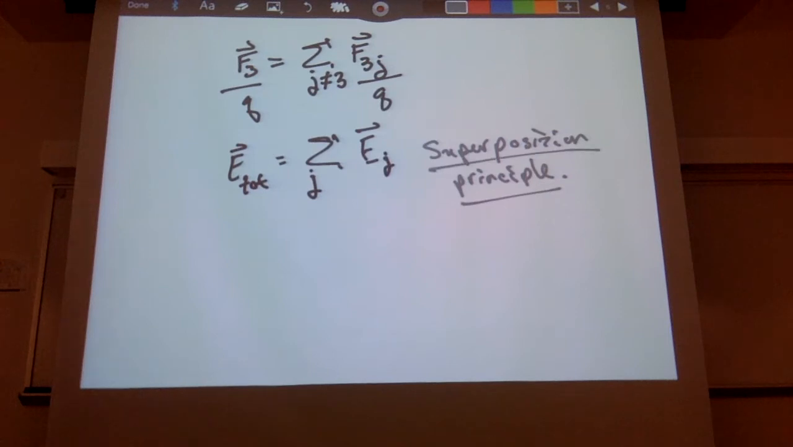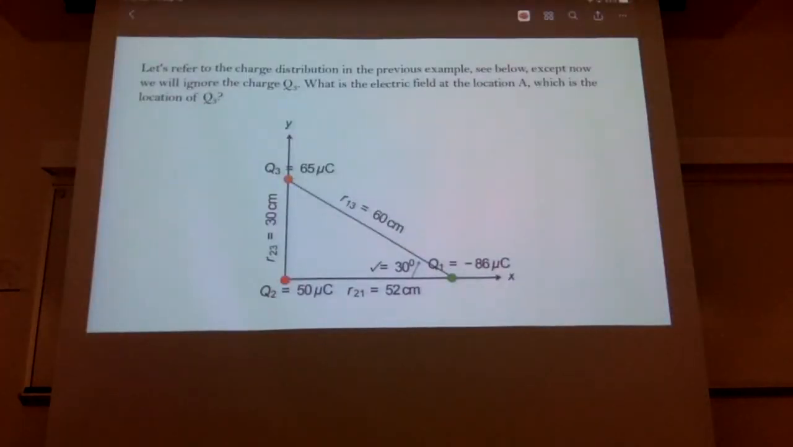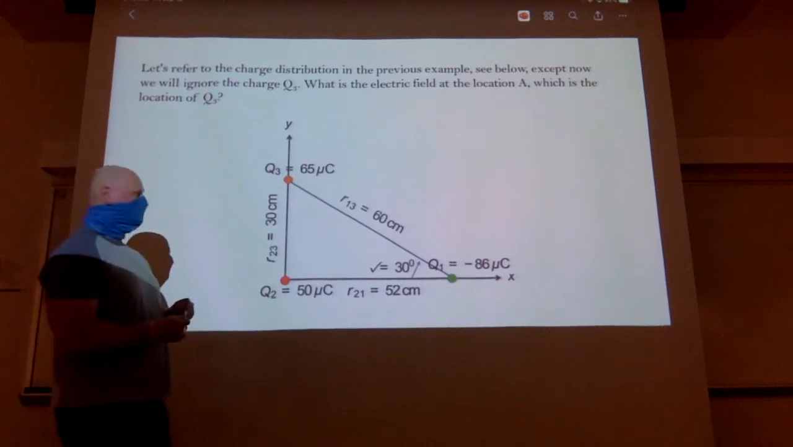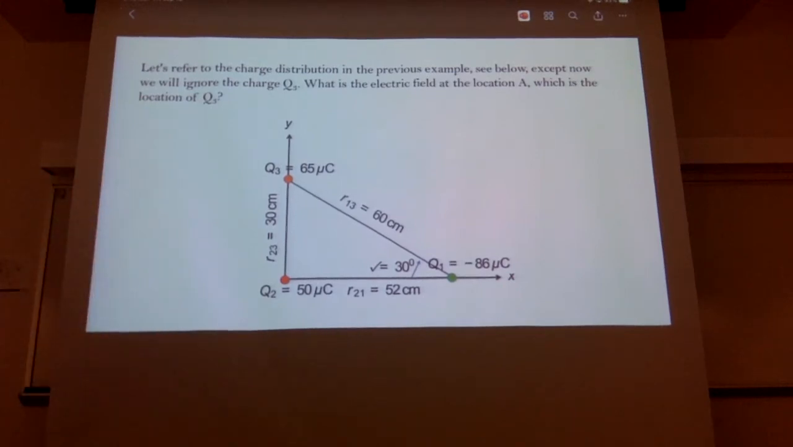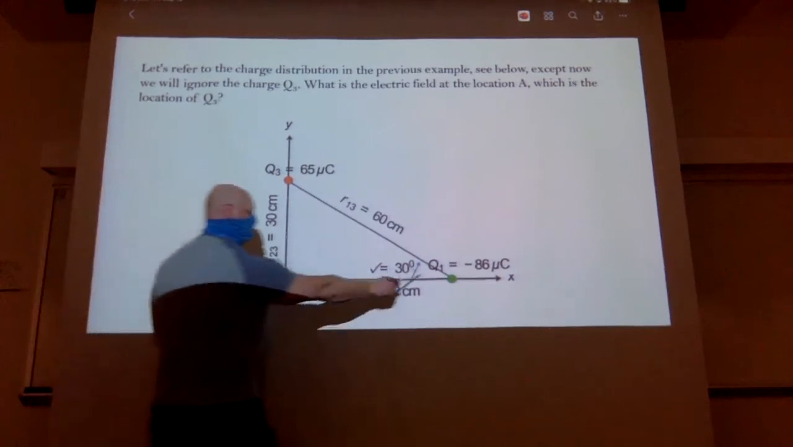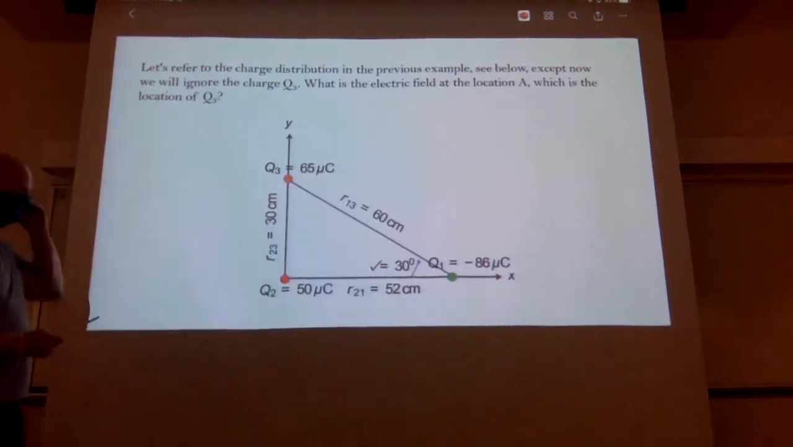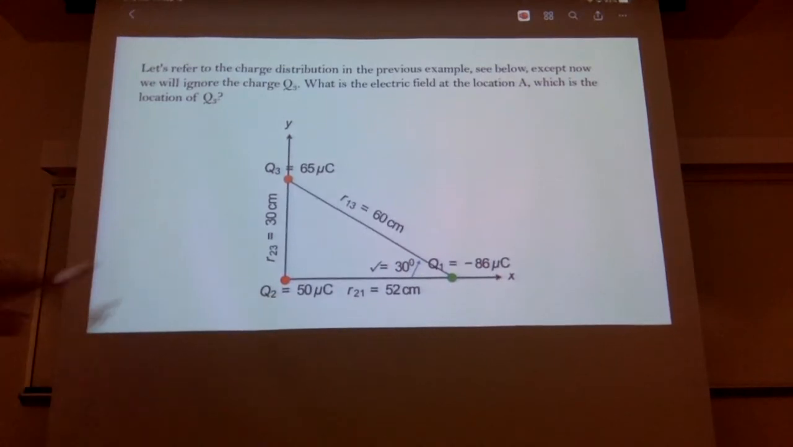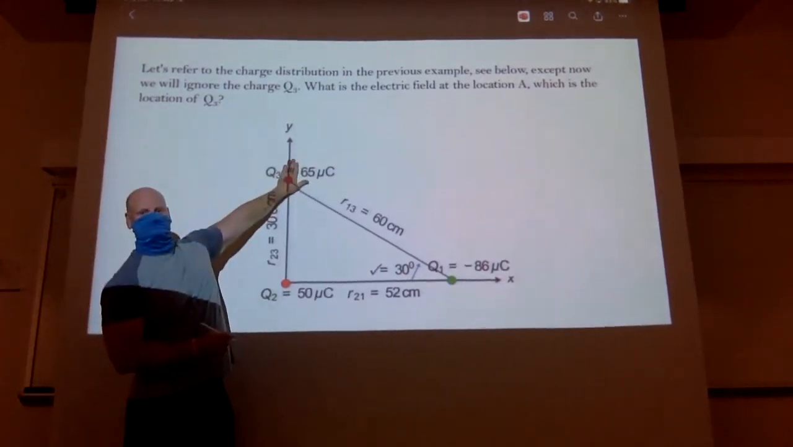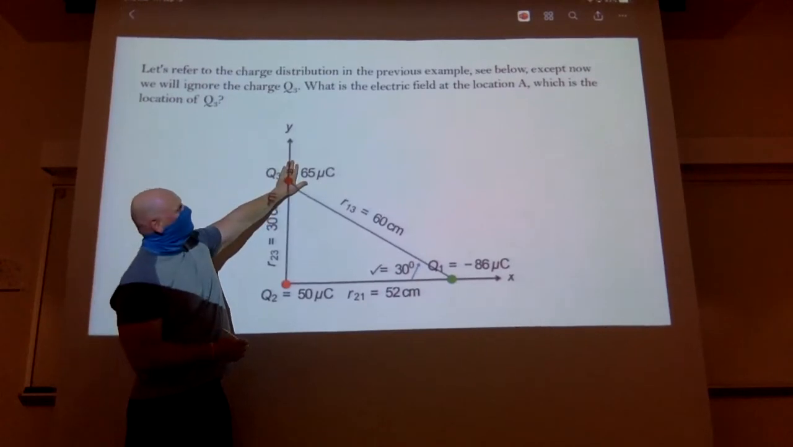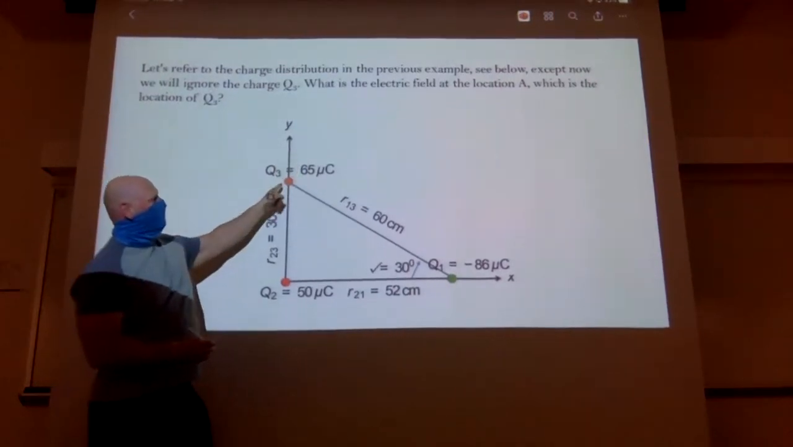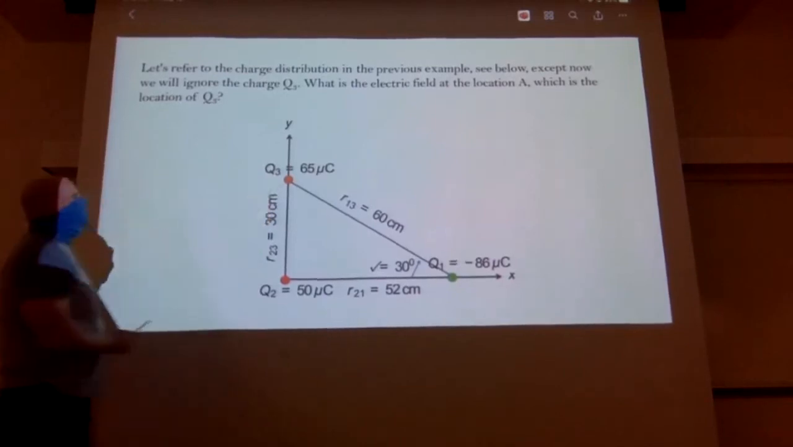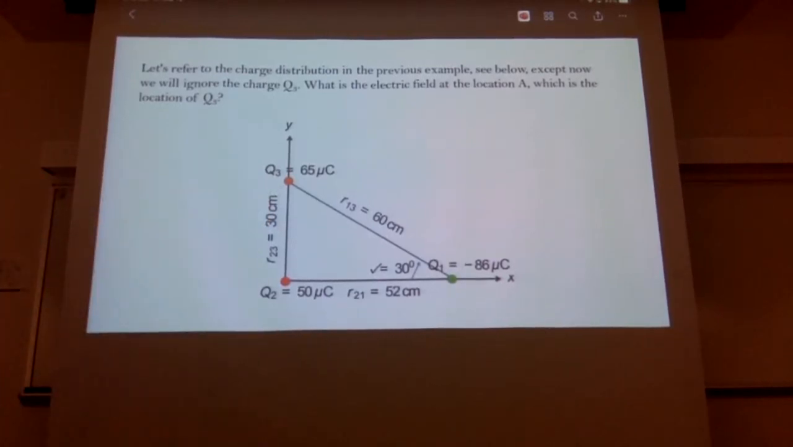Everybody's okay? Not too bad, right? So let's use this. Let's do some examples. The first example says, let's refer back to that first problem that we did with electric forces. So we have this charge configuration where, again, we have Q1 sitting here, negative 86 microcoulombs, Q2, 50 microcoulombs. But now we're going to pretend that Q3 is not here. What I want to know then is what is the value of the electric field at this point, which we're going to call point A, which is the point where Q3 used to be living.